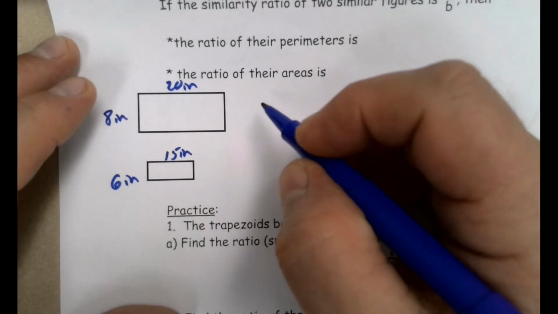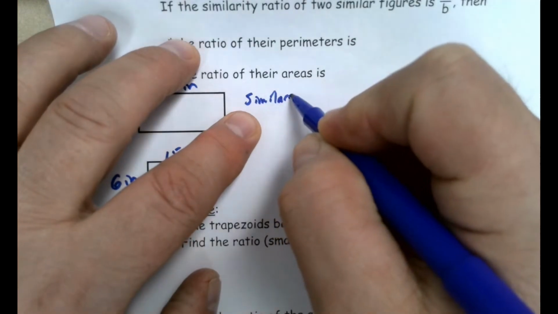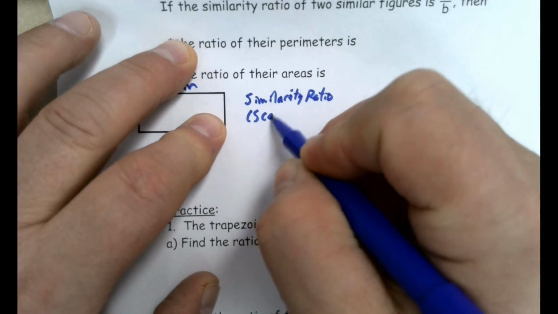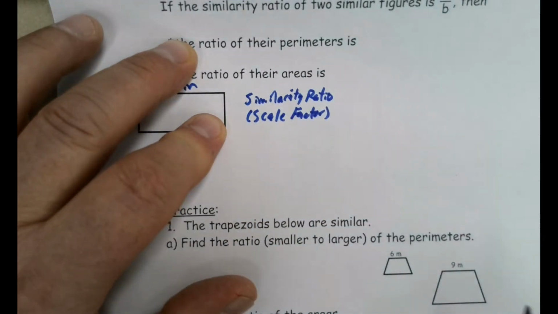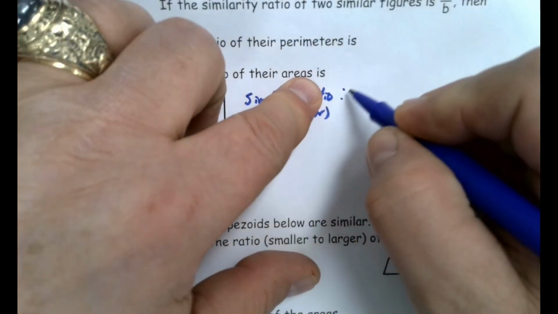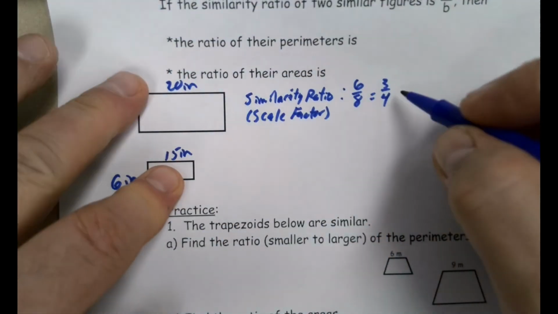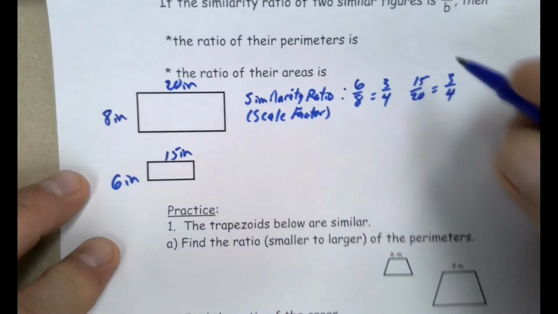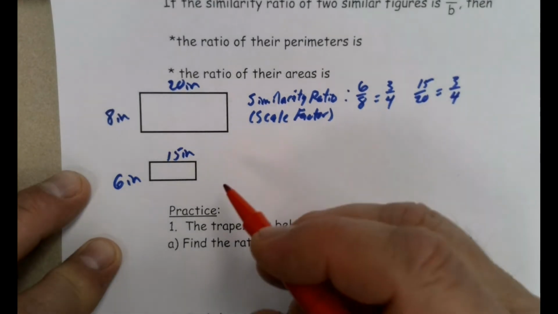All right, our similarity ratio, which is our scale factor. Basically, I'm just going smaller to larger. So I'm going to do 6 to 8, simplifies to 3/4. I can check it here, 15 to 20, simplifies to 3/4. Okay, next thing I'm going to look at is our perimeters.